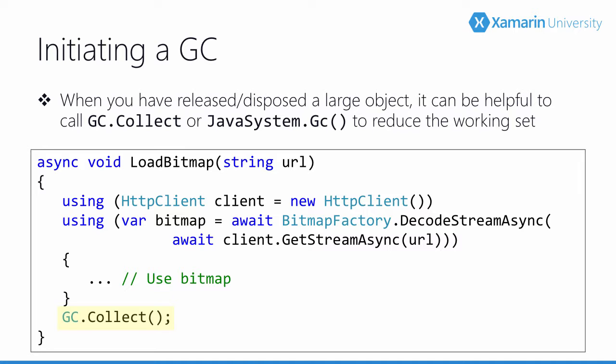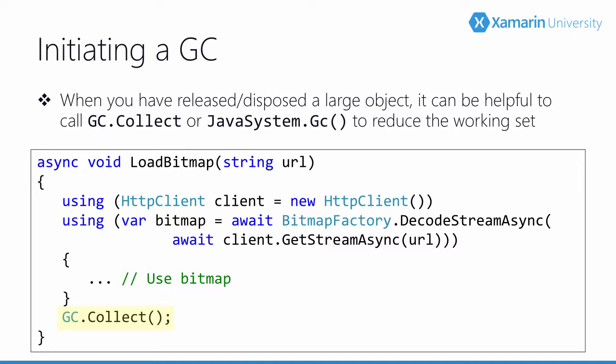Now, I know a lot of you are saying, we've been told never to do that. And that's true. That's good advice. Let the GC do what it's supposed to do. But again, because of our unique presence in the Xamarin Android world with these low-end devices that don't have a lot of memory, it can be helpful in certain circumstances to force a GC to occur. Now, what are those circumstances?